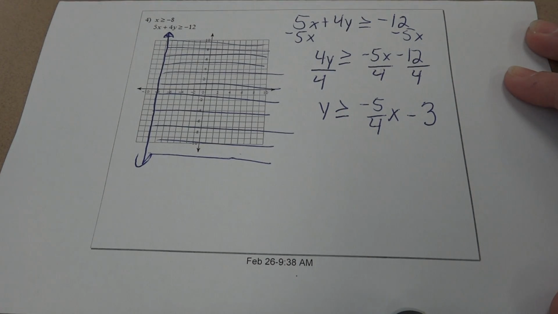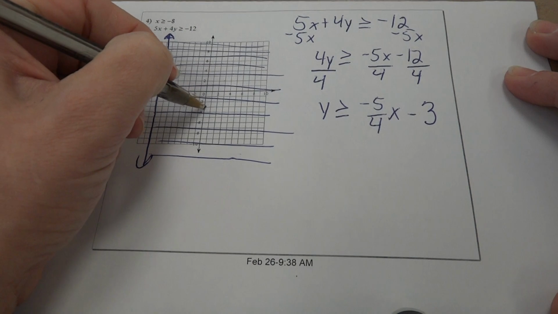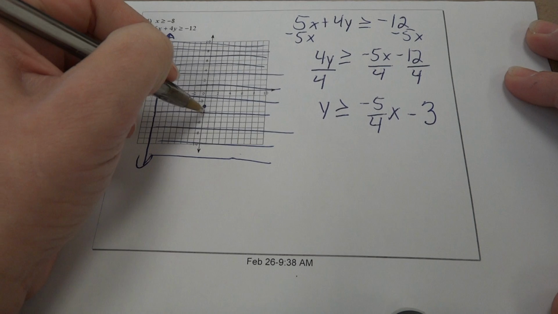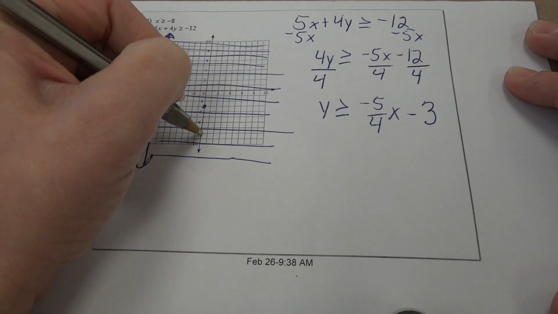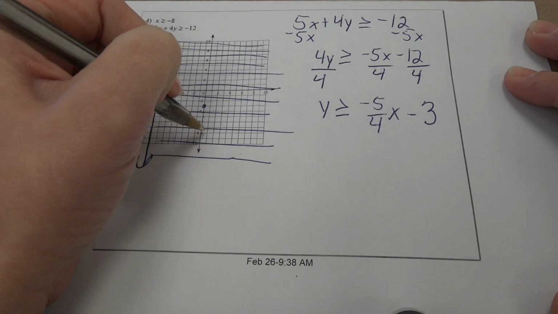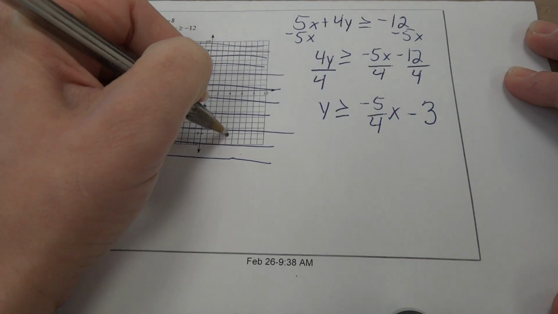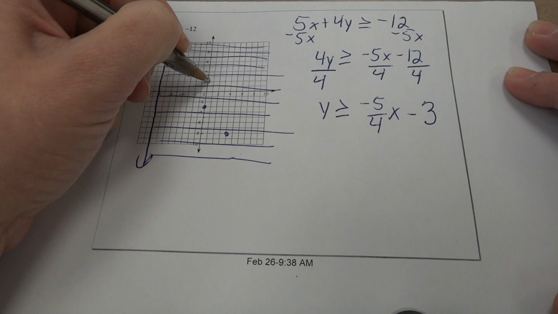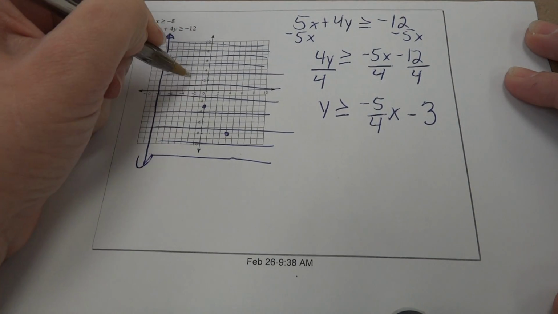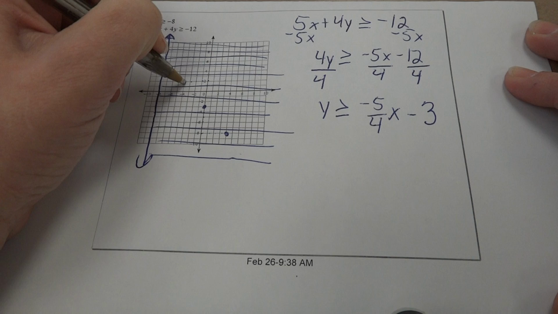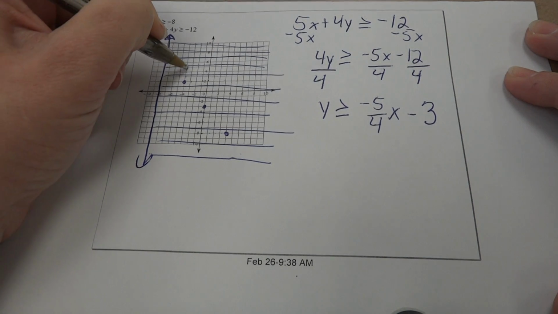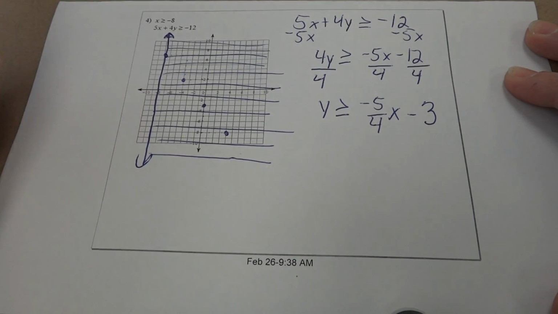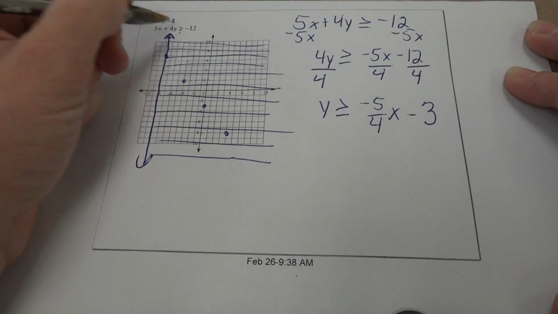All right, so now I plot my y-intercept of negative 3, and my slope is negative 5/4, so I can go down 5 and to the right 4, and draw my dot. Or I can go up 5 and to the left 4. And I can do that again. And this also is going to be a solid line because it has the equal to.